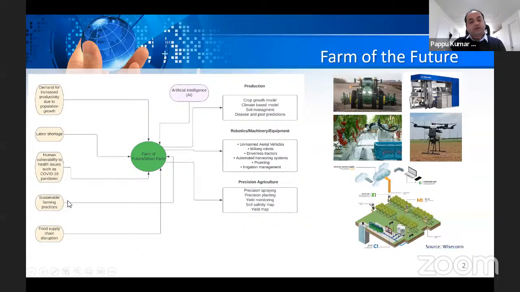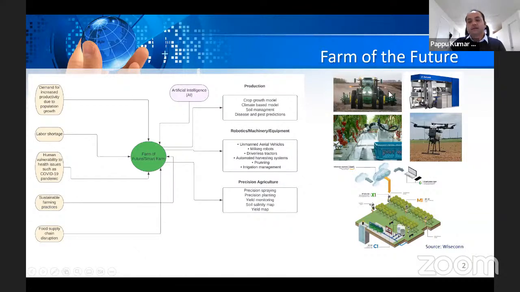So similarly, sustainable farming practices are also going to become a necessity in future, and also to prevent food supply chain disruption. So smart farming technologies of the future might implement everything from production to robotics, machinery, equipment, to the precision agriculture side. And you can see the driving force behind all of these future farming areas is artificial intelligence, which is AI.